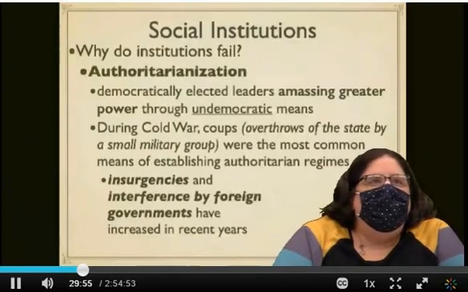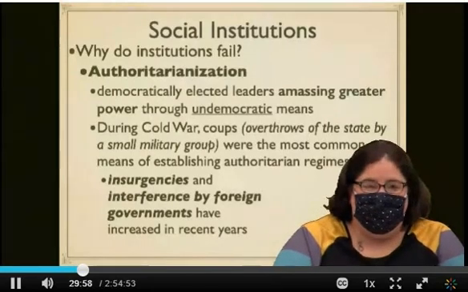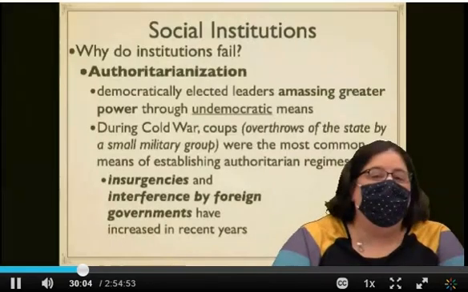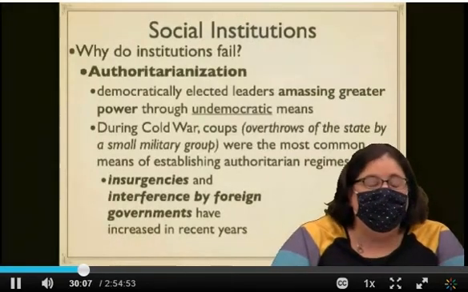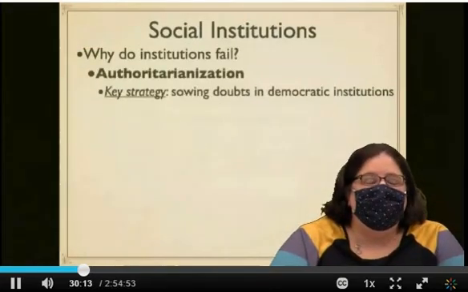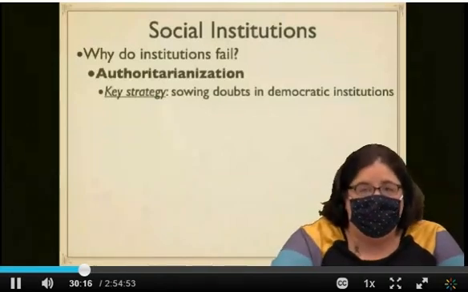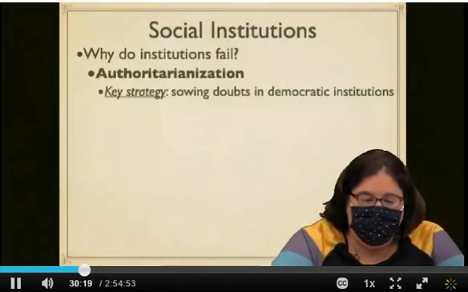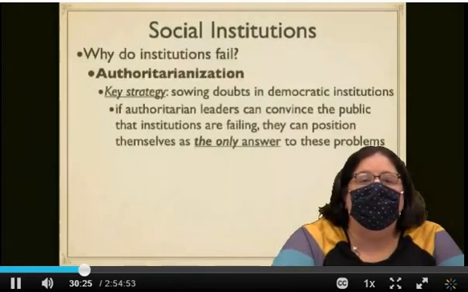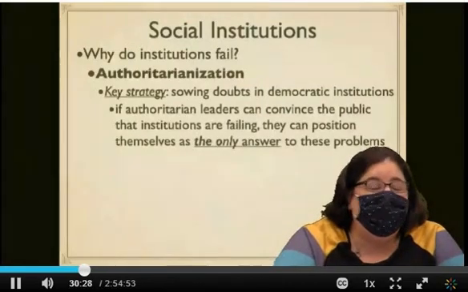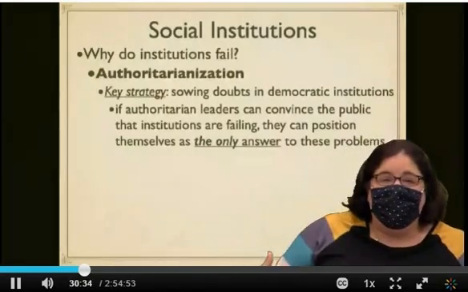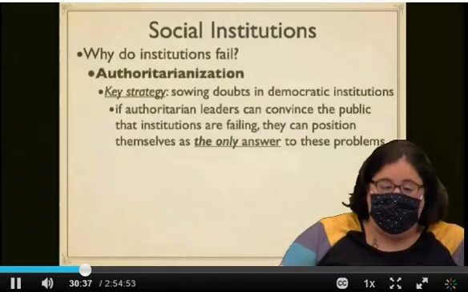So the key strategy that an authoritarian leader uses to keep people following them, even though they have force and the threat of force, the real way they keep people following them is by sowing doubts in people's minds about the democratic institutions in that society. Right? Sowing doubts in people's feelings about democratic institutions. If an authoritarian leader can convince the public that institutions are failing, they can position themselves as the answer. Right? They can position themselves as the only answer to these problems.